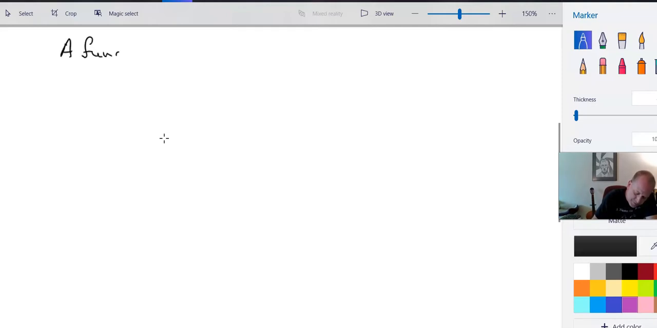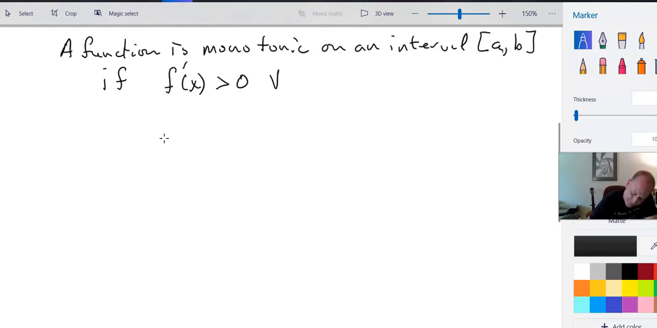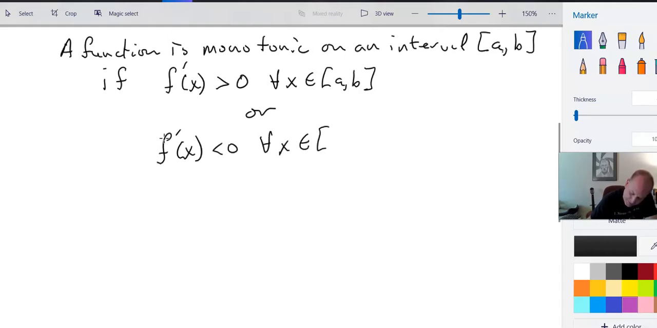A function is monotonic on an interval, a closed interval, if f prime of x is greater than 0 for every x in that interval, or if f prime of x is less than 0 for every x in this interval.